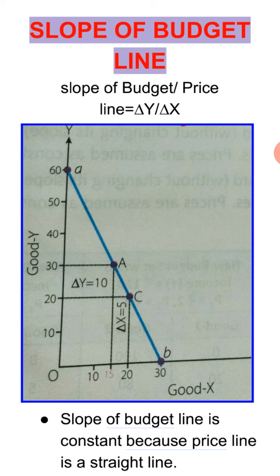In this, you can see delta y and delta x calculated in numeric form. Delta x is 5 and delta y is 10. So, in this condition, the slope of budget line will be delta y upon delta x, that is 10 upon 5, that is 2:1 or 2. Okay.